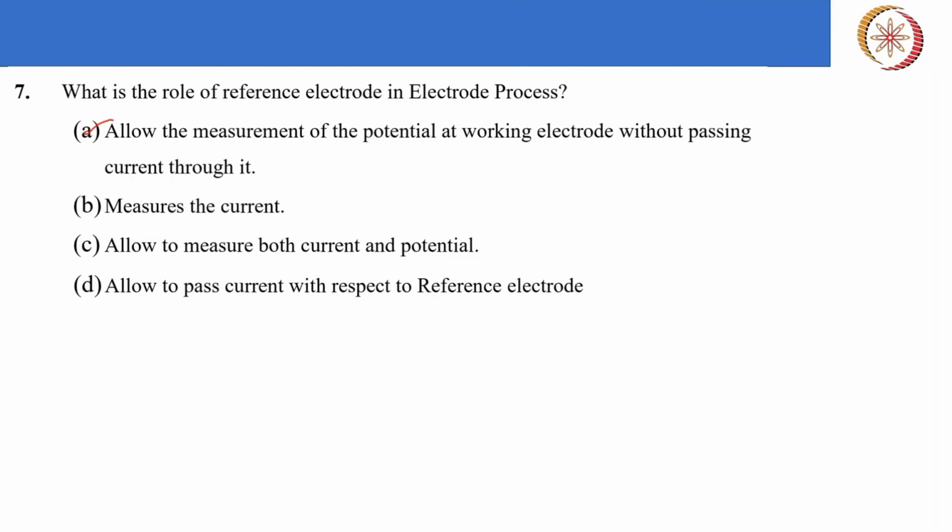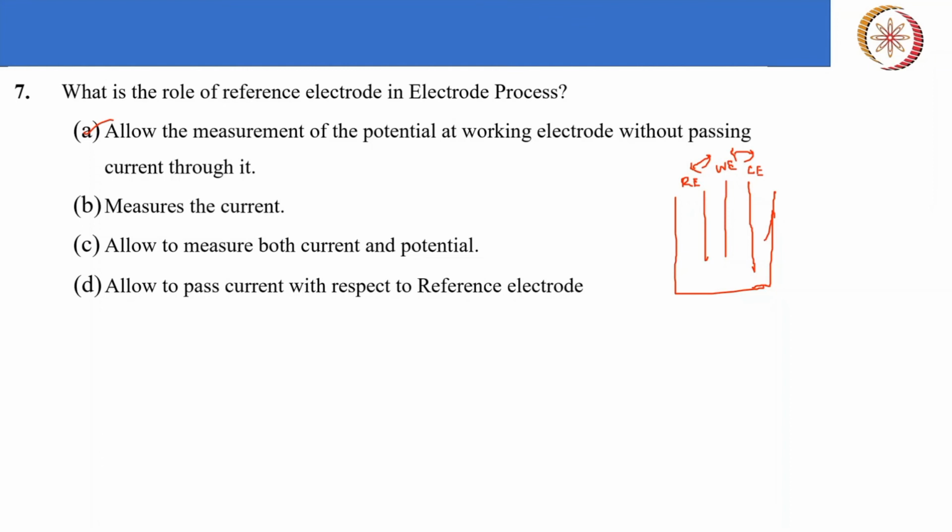So the answer is A. It allows the measurement of the potential at a working electrode without passing the current. We already discussed this. Suppose you have this electrode setup, a three-electrode cell. One is the working electrode, one is the counter electrode, and one is the reference electrode. So basically you are measuring the potential between the reference electrode and the working electrode, and you are measuring current between the working electrode and counter electrode.